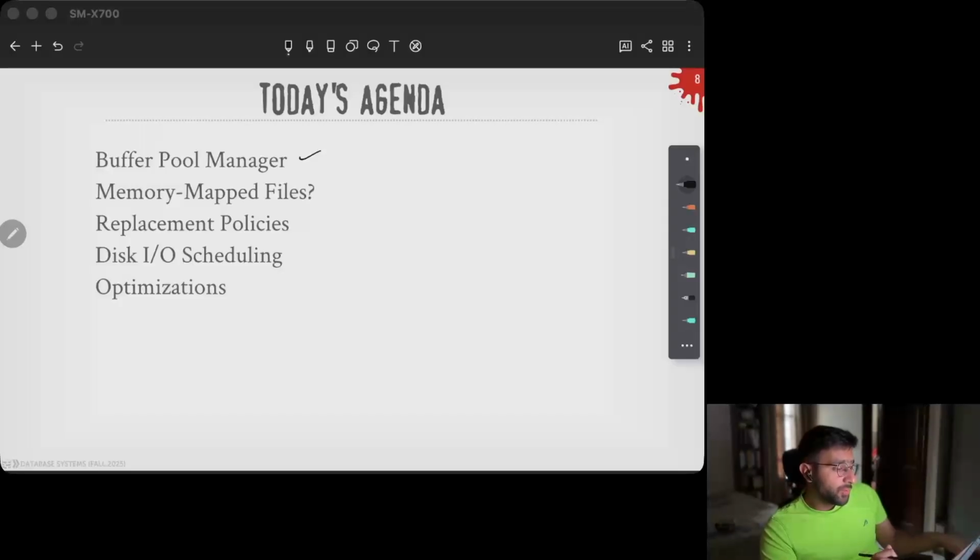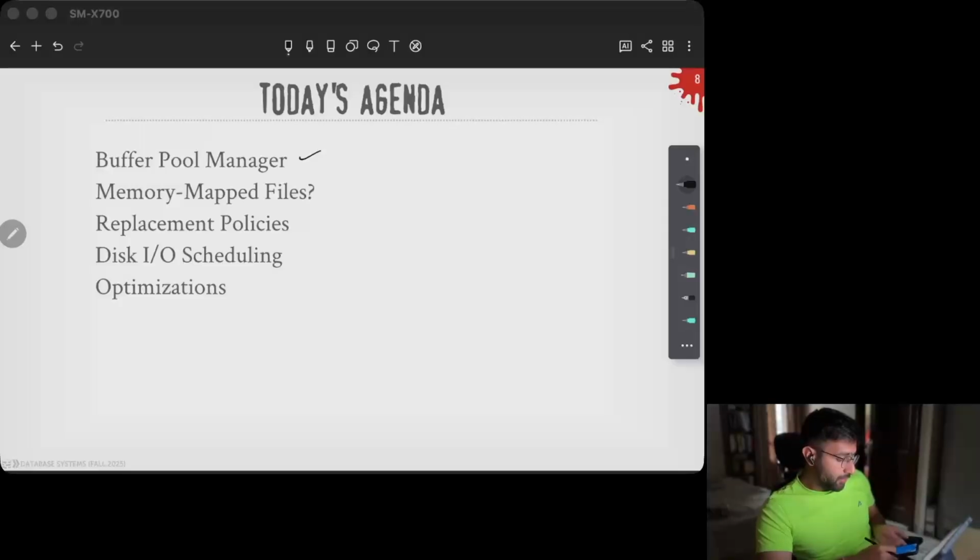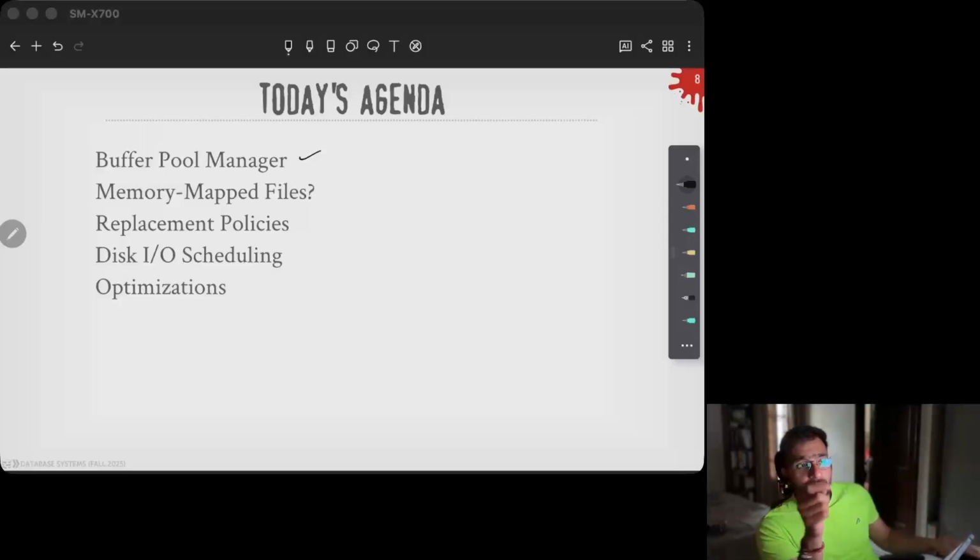Then we also saw what memory mapped files are, that operating systems provide a mechanism to map files directly into your process's address space. So if you ask the operating system to map a particular file, the operating system will put that file into your process's address space. And when you read or write to those addresses, it is just as if you were writing to some memory location, but behind the scenes, it is being written to the file. Then you have replacement policies.